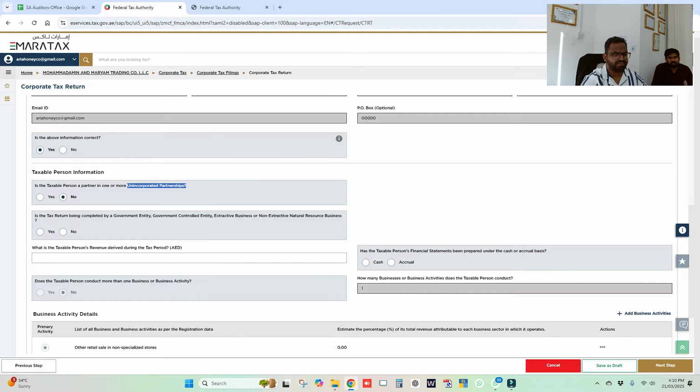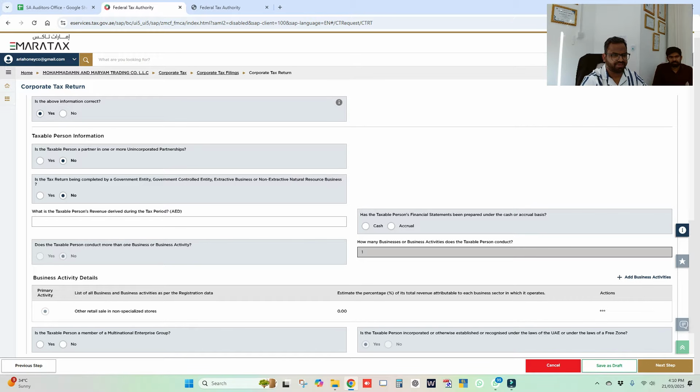Is the tax return being completed by a government entity, government controlled entity, extractive business, or non-extractive natural resource business? In this case it is a no.